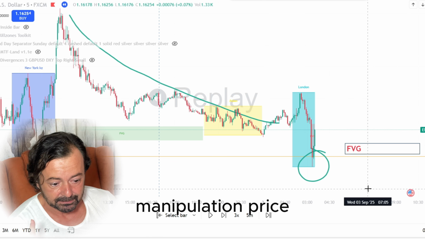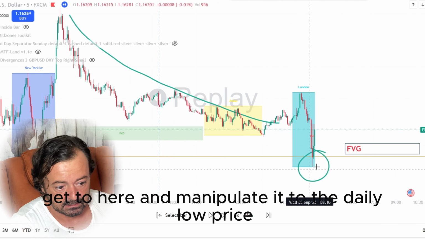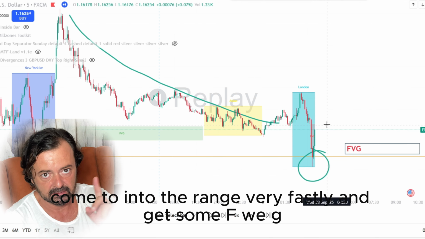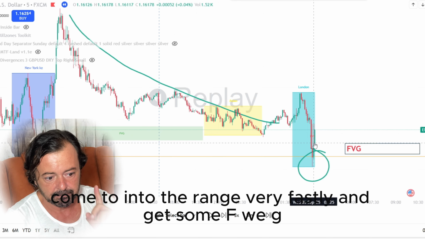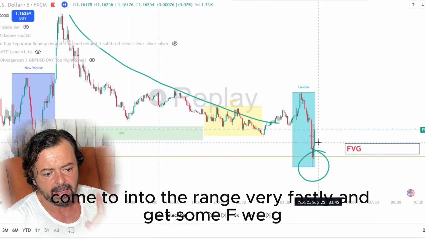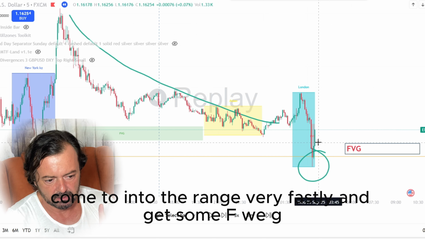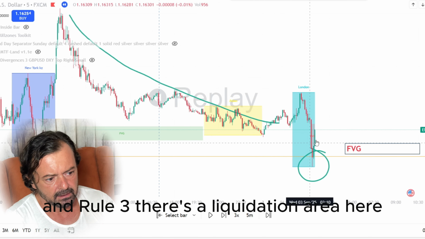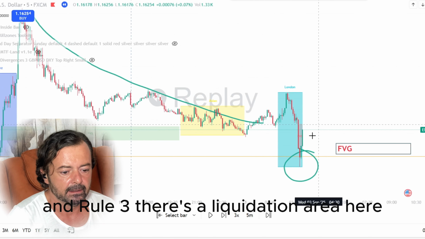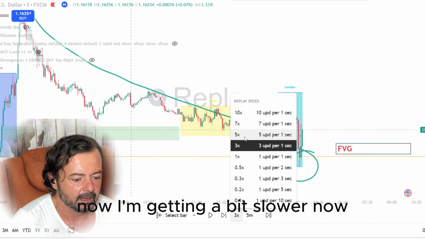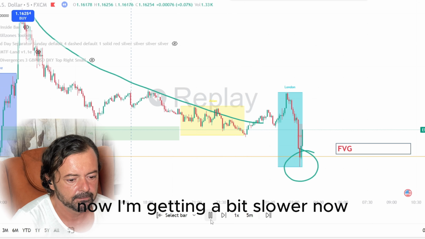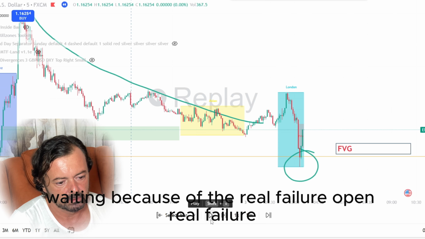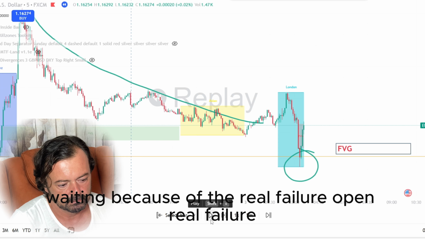Again, I'm repeating. Rule 1. Manipulation. Price got here and manipulated the daily low. Price came back into the range very fast and got some FVG. Rule 2. Follow the rules. And rule 3, there's a liquidation area here. Now, I'm getting a bit slower. One candle waiting because of the real FVG open.